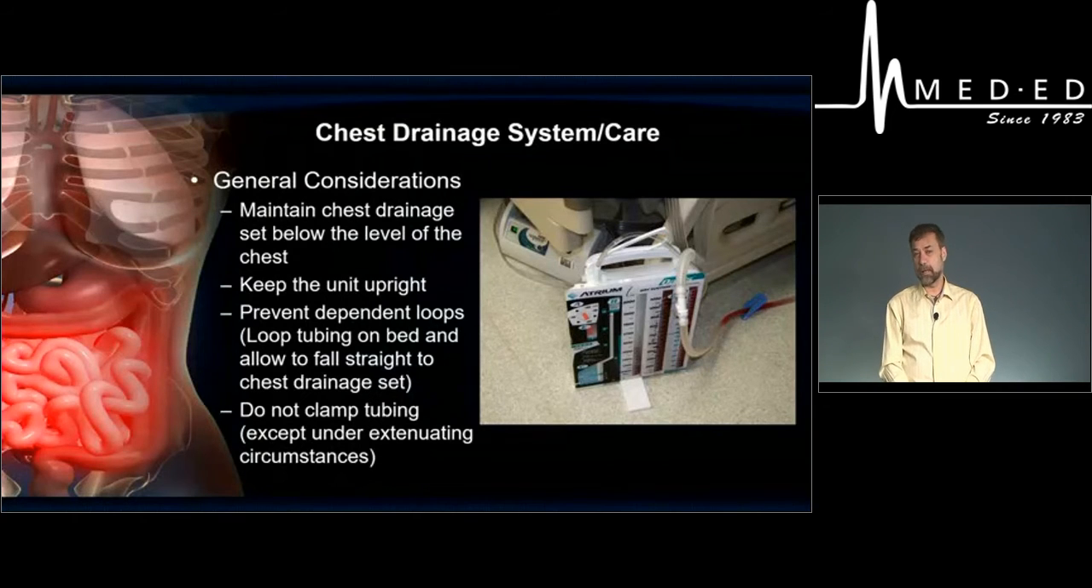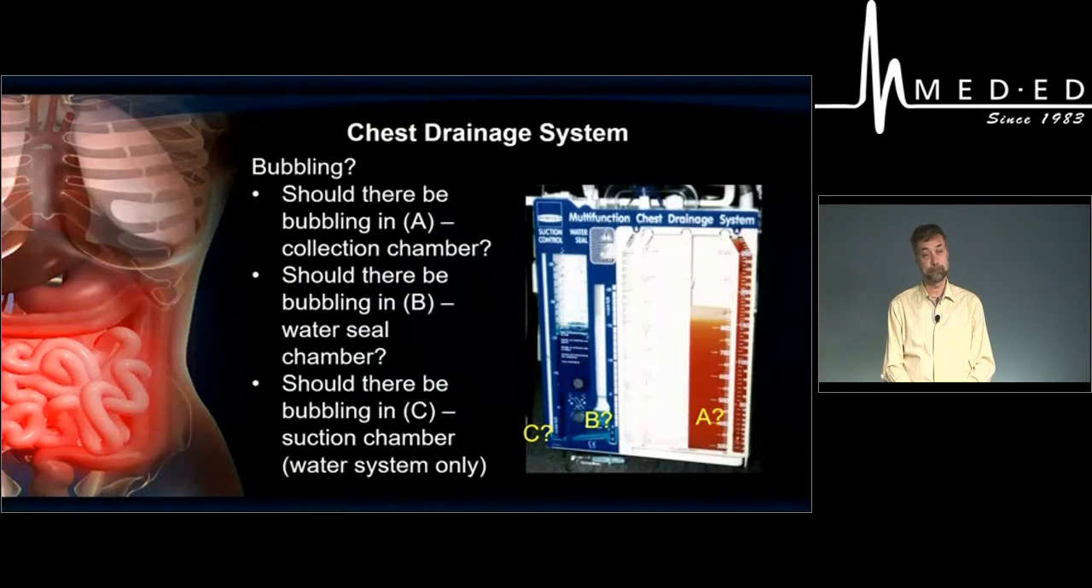And then never clamp the tubing because it can put a negative pressure back into the pleural space and re-expand the pneumo. Only under extenuating circumstances, like say the chest tube gets dislodged, would you even consider clamping the tubing.